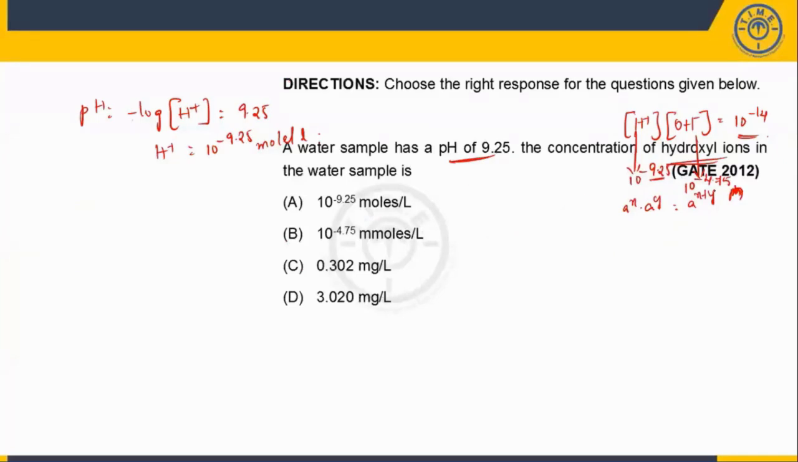Yes, sir. We got it as 10 power minus 4.75 moles per liter. Do we have it in our answer? 10 power minus 4.75 moles per liter I'm talking about. No, sir. We don't have it, right? So, what shall be our answer then? Tell me.